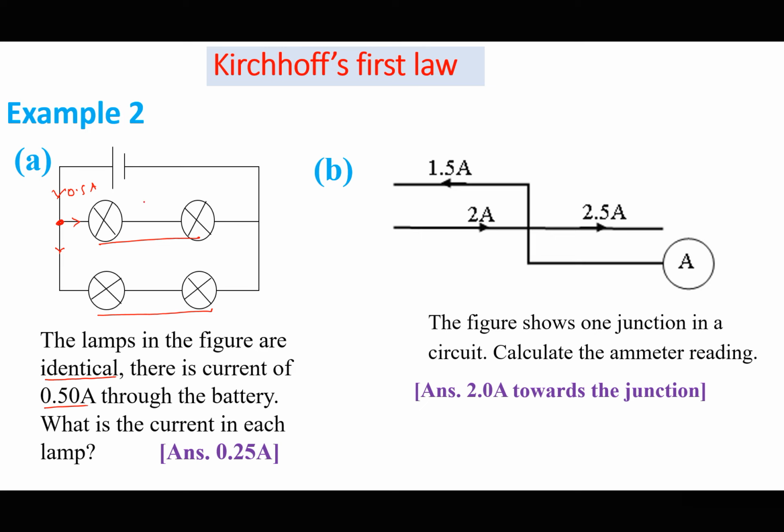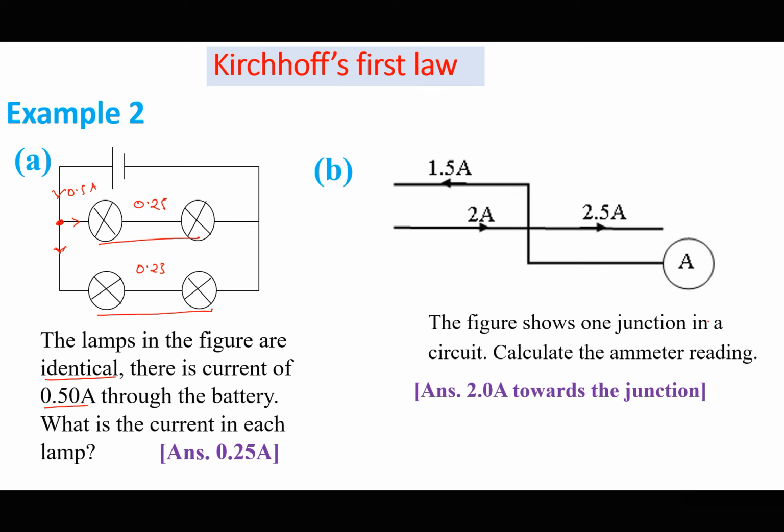Remember, the current is always shared or divided in the ratio of the resistances, so this will take 0.25, and this branch will also take 0.25. Because the lamps are identical, the current divides equally. Remember, less current flows in a more resistive path. So if they are identical, the current has no option other than dividing equally.